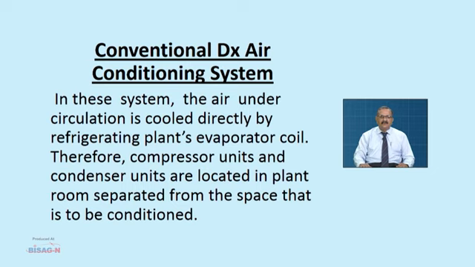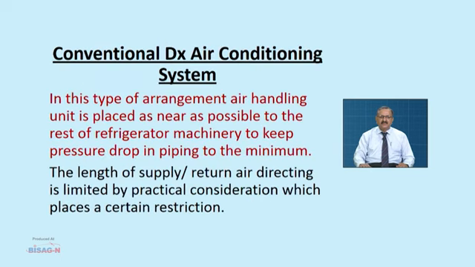Now let us see what is DX type of air conditioning. Conventional DX air conditioning system. In this system, the air under circulation is cooled directly by the refrigerant plant evaporator coil. Therefore, compressor units and condenser units are located in the plant room, separated from the space that is to be air conditioned.